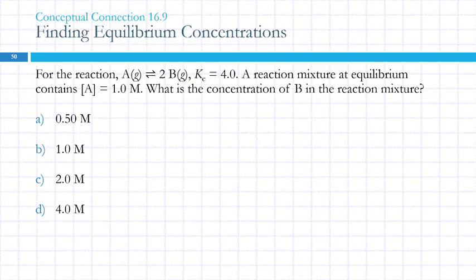So here's a conceptual question. For the reaction A goes to 2B, Kc equals 4. A reaction mixture at equilibrium contains a concentration of A that's equal to 1 molar. What's the concentration of B in the reaction mixture? There is math involved here, but there's not math that we really need a calculator for.